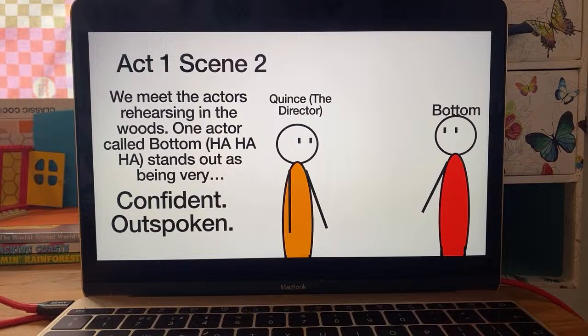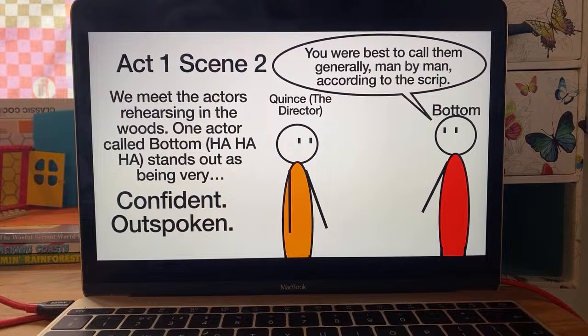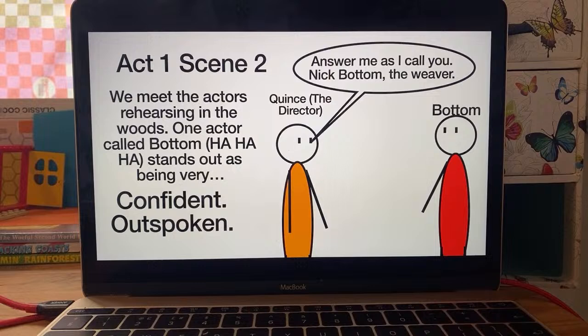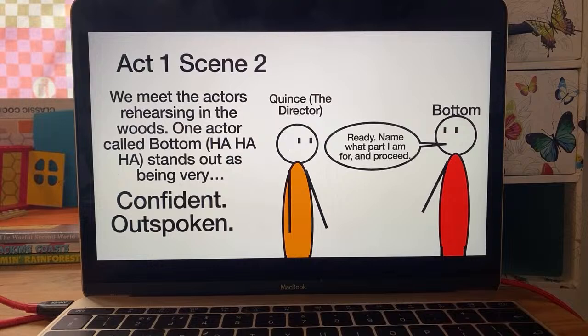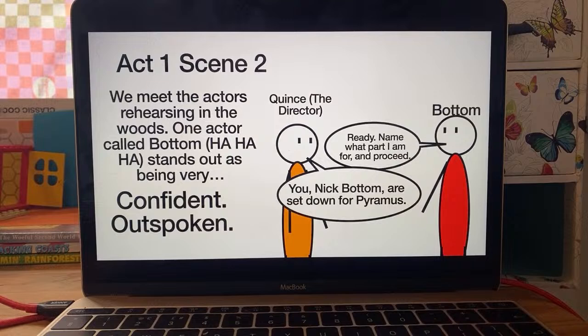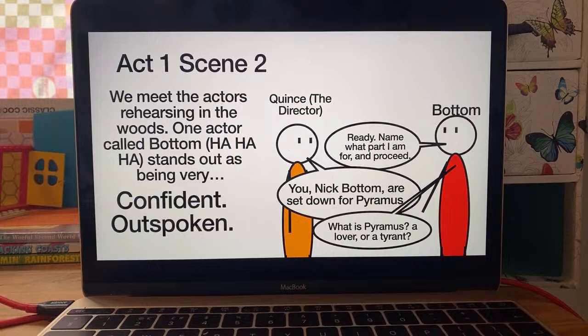So they all come on, and Bottom quite quickly says to Quince, "You were best to call them generally, man by man, according to the script." So in other words, come on, director, take a register. So Quince says, "Answer me as I call you, Nick Bottom the Weaver." And Bottom says, "Ready, name what part I am for and proceed." Like, what's my part in the play? And Quince says, "You, Nick Bottom, are set down for Pyramus." And Bottom says, "What is Pyramus? A lover or a tyrant?" Is Pyramus like a bad guy, or is he the lover?